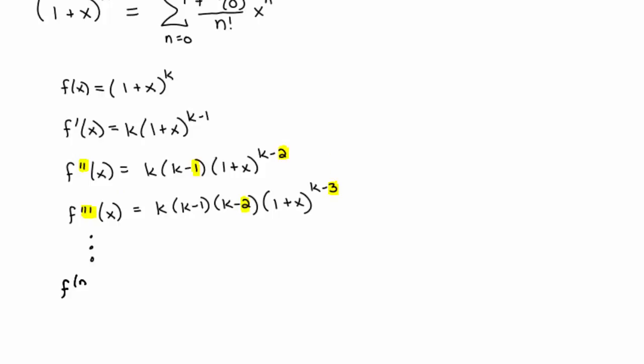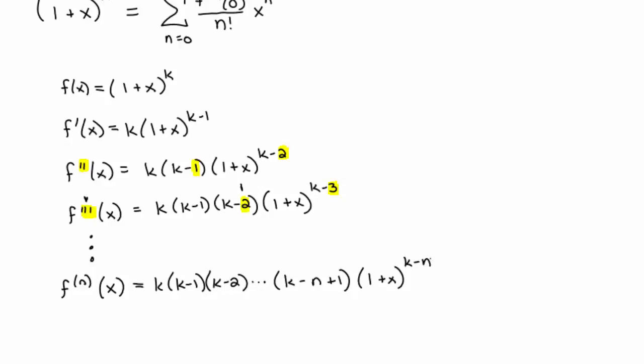The nth derivative of f with respect to x is going to be k times k minus 1 times k minus 2 all the way down the line, dot, dot, dot, until you get to k minus n plus 1. That is, we've lost n, just like in this case right here, we've lost 3, but then we've added back 1. And then of course this would be 1 plus x to the k minus nth power. So that gives me what the nth derivative looks like.